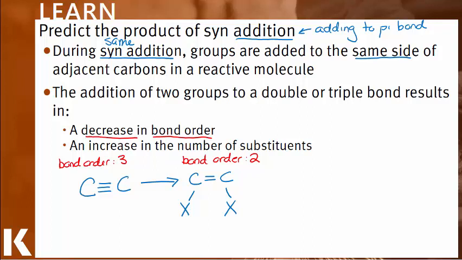Now, if we look at how the number of substituents change, notice before we had implied hydrogens here. They're still there after the reaction. But we go from having 1 substituent on each carbon to now having 2 substituents on each carbon. So during addition reactions, we'll always see an increase in the number of substituents. So let's take a look at a few examples of organic chemistry reactions that you may have seen or will definitely see during your organic chemistry class.